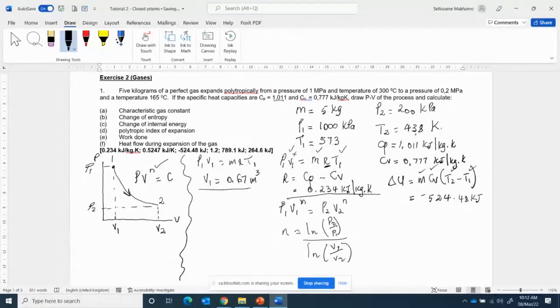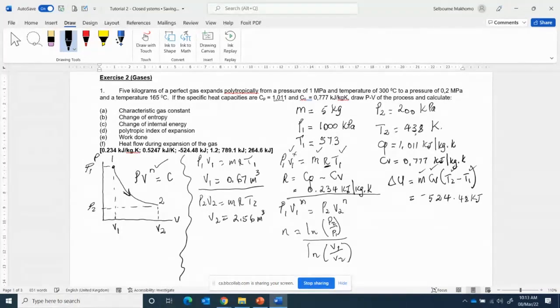Now that we have V1, we can use the same formula to calculate V2. And we already know that if V1 is 0.67, V2 is going to be greater than that, because during expansion, pressure drops, volume increases. So from P2 V2 is equal to mRT2. We have everything except V2. Therefore, V2 becomes 2.56 cubic meters.